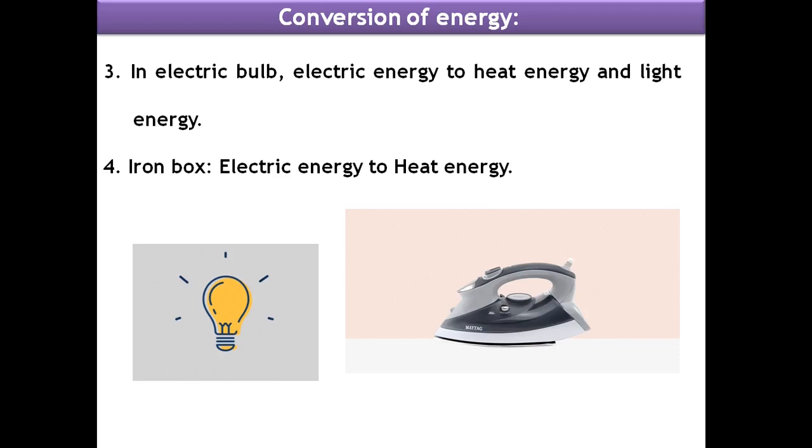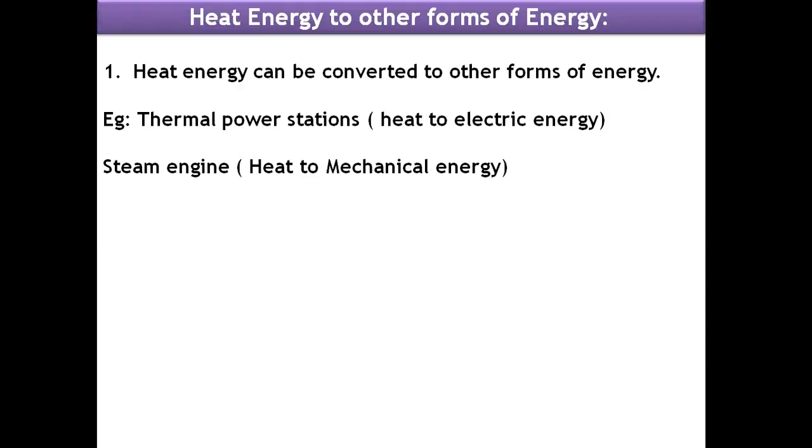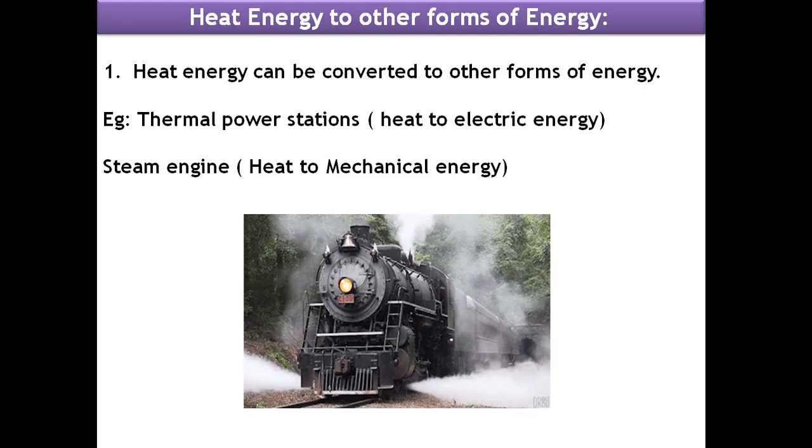And let's see some more examples. In an electric bulb, the electric energy is converted into heat energy and light energy. In an electric iron box, the electric energy is converted into heat energy. In the above examples, different kinds of energies are being converted to heat.